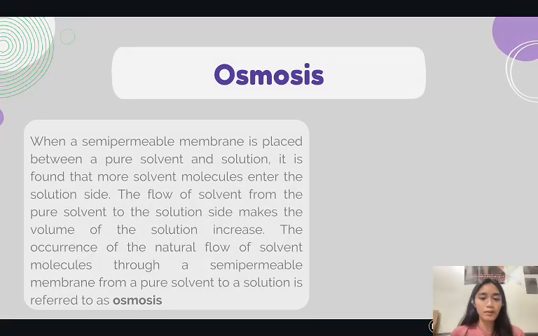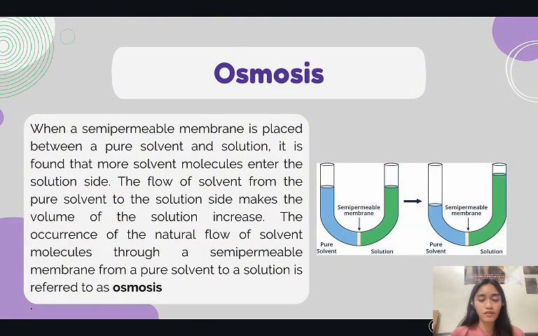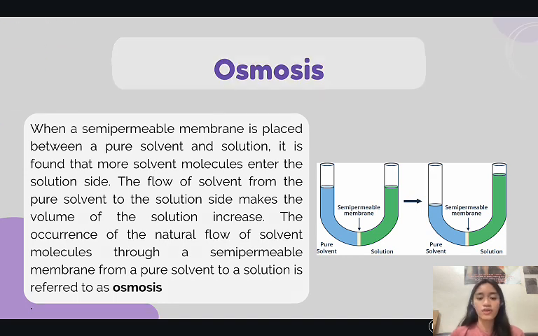When a semi-permeable membrane is placed between a pure solvent and solution, it is found that more solvent molecules enter the solution side. The flow of solvent from the pure solvent to the solution side makes the volume of the solution increase. The occurrence of the natural flow of solvent molecules through a semi-permeable membrane from a pure solvent to a solution is referred to as osmosis.